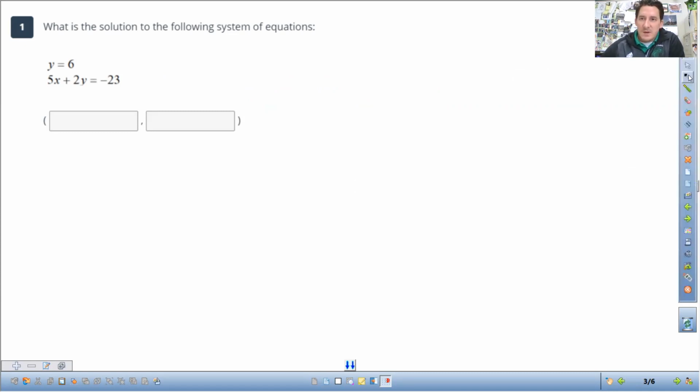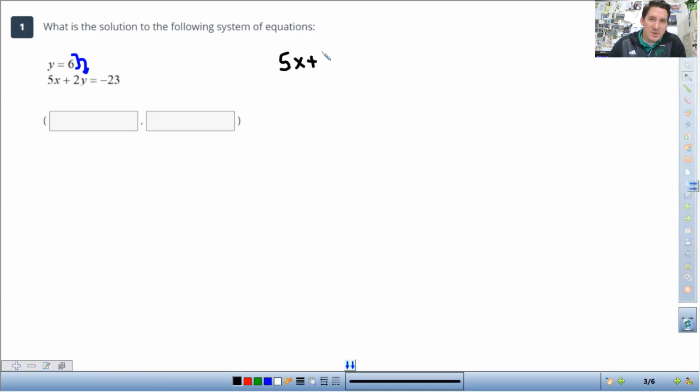What we want to do here, we're going to use substitution. We are going to take the y value, the 6, and substitute it into y here. So I'm going to rewrite that equation bigger. So it's 5x plus 2 times y, put in parentheses for y, is equal to negative 23. And y is 6. I'm putting in the 6 for the y. And then I'm going to solve. So 2 times 6 is 12. So 5x plus 12 is equal to negative 23.